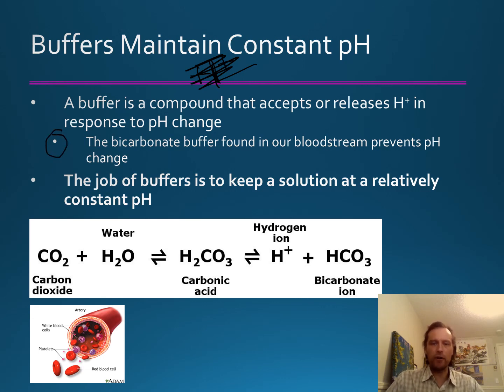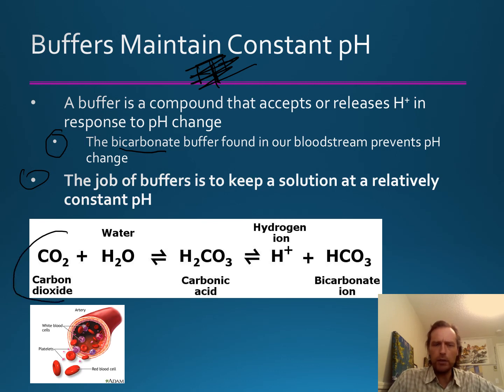The bicarbonate buffer found in our bloodstream prevents pH change. So bicarbonate is a buffer. It's going to bind up and, in other situations, actually release H plus. Last bullet, the job of buffers is to keep a solution basically the same, a constant pH. Your blood must remain within a very set range of pH or all kinds of problems will occur.